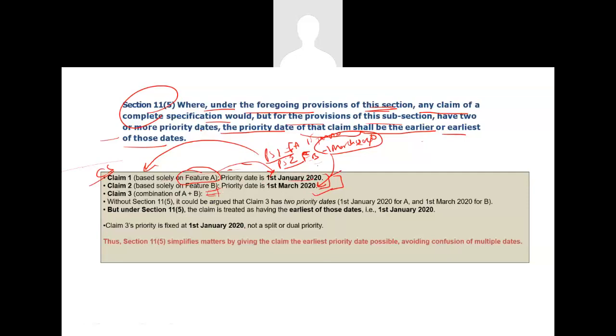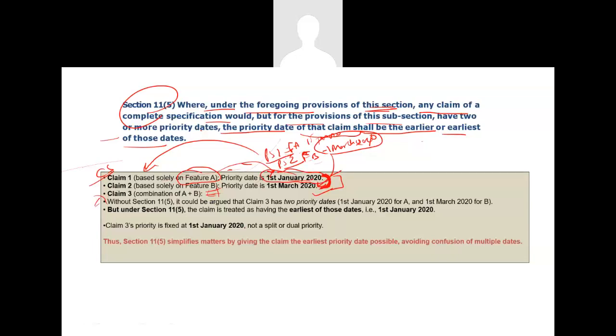Section 11.5. If such a situation happens where two priority dates are coming up, then you pick up the priority date which is the earlier, or earliest, of the two or three dates. Earlier is this one only, and this is the earliest also. So 1st Jan 2020 shall be the priority date for claim 3.